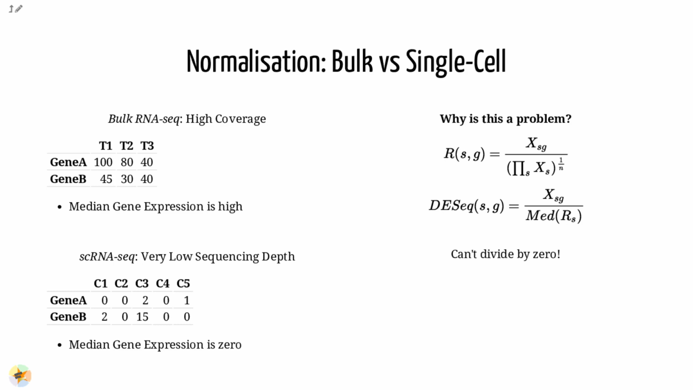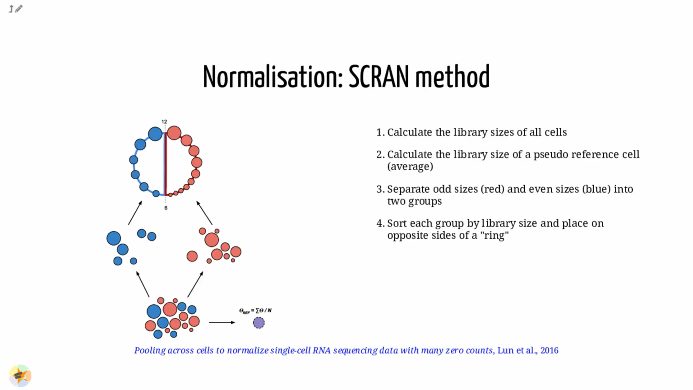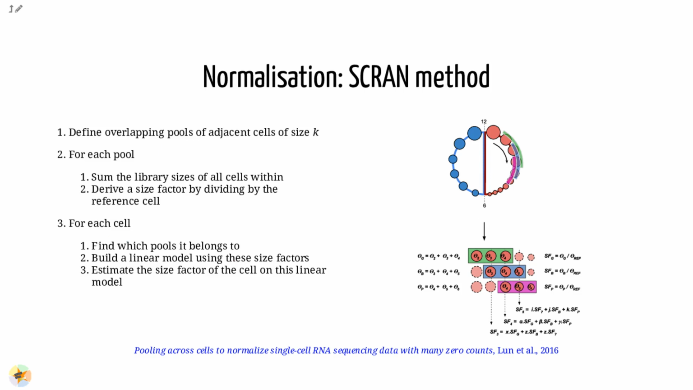There are methods to get around these 0 counts. One such method is the SCRAN method, which works by creating overlapping pools of cells such that any individual cell is characterized by cells of similar library sizes. The method involves splitting all cells into an odd and even group by their library size, and arranging them onto a ring structure where neighboring cells on the ring have similar sizes. Overlapping pools of fixed sizes are defined, resulting in each cell being defined by multiple pools.